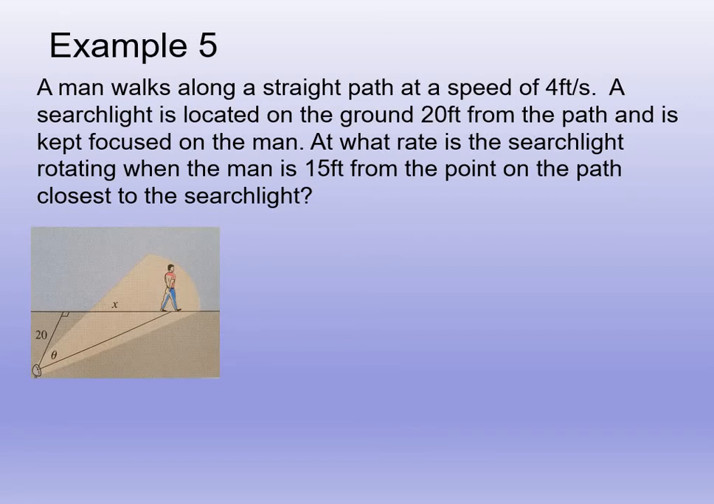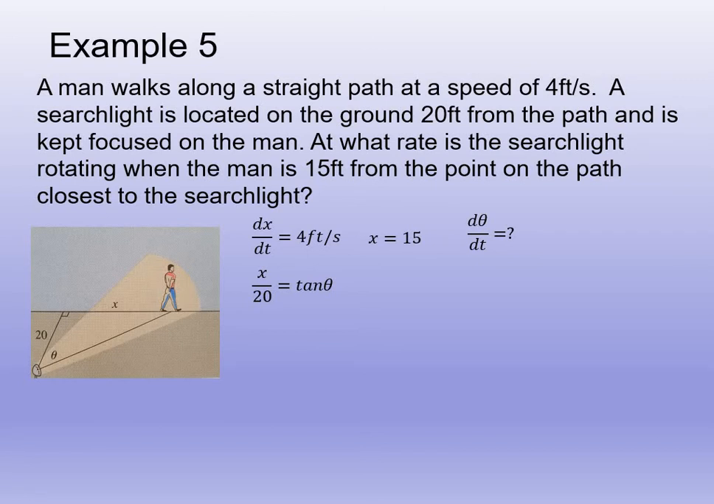So we have to understand d theta dt and dx dt. Do we need dy dt? Do we need any of these other things? Let's talk about relating it. We know dx dt is 4 feet per second, that's how fast the man's walking. And we want to find out when he's gone 15 feet from the start point. So we know that x is 15, and we want to find d theta dt.